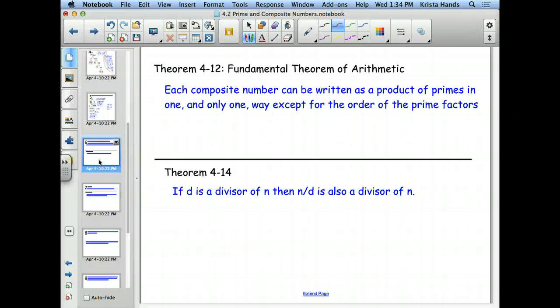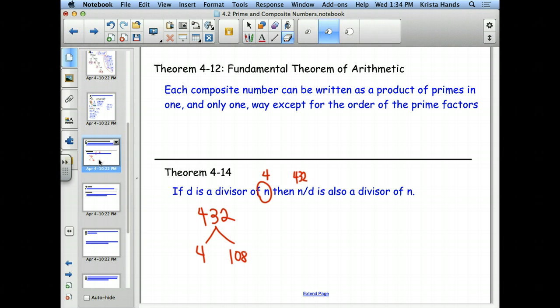All this is saying is that if you have a number like 432 and you break it down and you find a number that divides 432, 4 works. What is 432 divided by 4? What is it? 108. 108 is correct. All this is saying is that if 4 is a divisor of 432, then 432 divided by 4 is also a divisor.